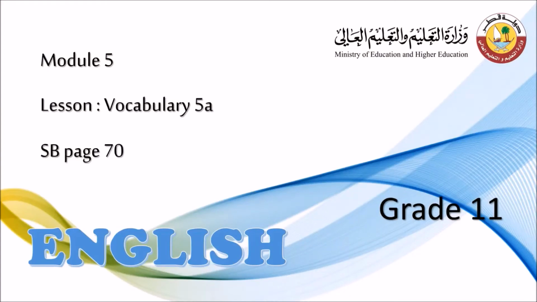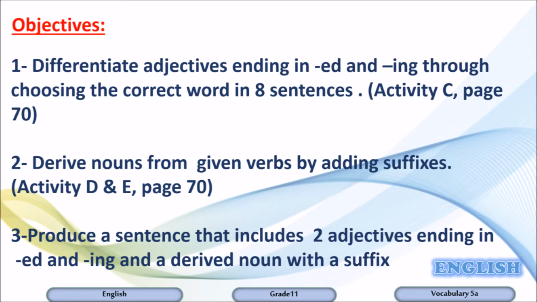In this lesson today, you will learn a new vocabulary in Module 5 in your student book, page 70. So we are going to work on achieving three main objectives. First, you will differentiate, or find the differences between, adjectives ending in -ed and -ing by choosing the correct word in 8 sentences. This is activity C, page 70.